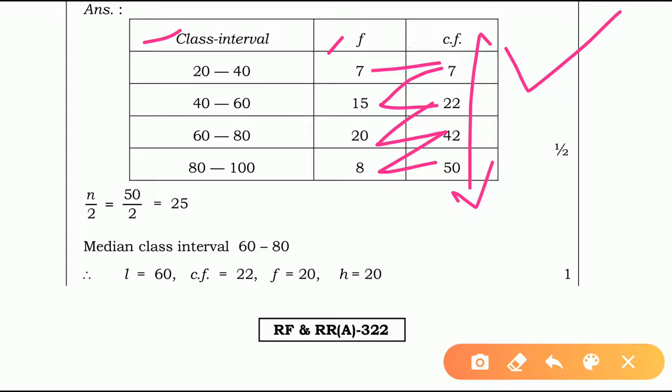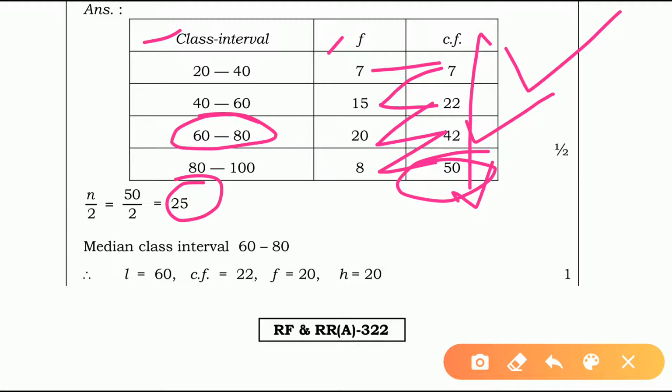This is our cumulative frequency. First we have to find the median class interval. Here small n is equal to 50, n by 2 is equal to 25. The median class is the one whose cumulative frequency is just greater than n by 2, which is 42. Because of this, the median class interval is 60 to 80.